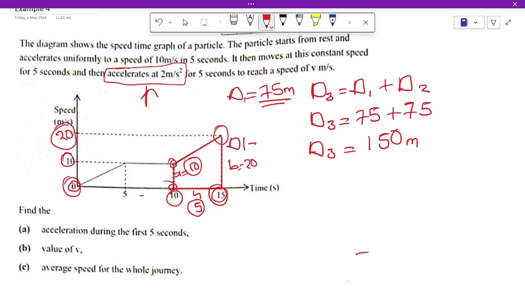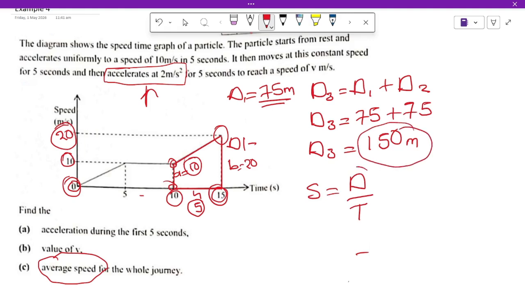Now the question is asking us to find the average speed for the whole journey. To find the average speed, we need the distance for the whole journey. That is why we are calculating this distance. Okay, we need to plug it here so that we find the average speed for the whole journey. So in case you lost track of why we're doing all this, that is why. For you to find the average speed or just speed, you need to know the distance. So we needed to calculate the distance for the entire journey.